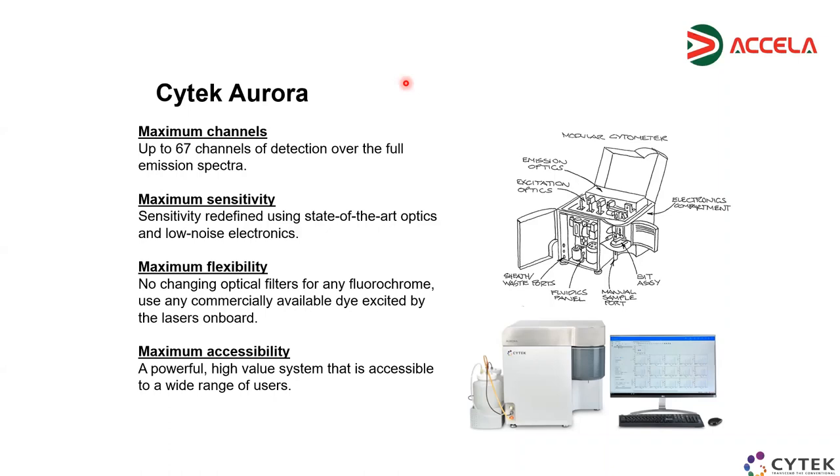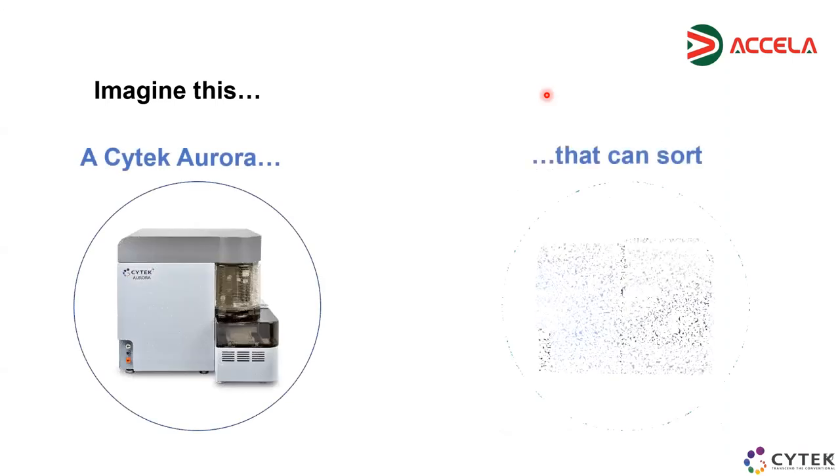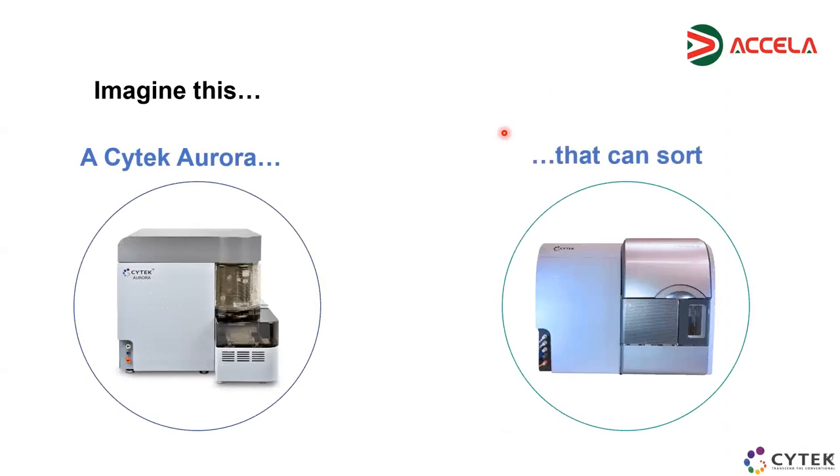More questions, or we can go briefly into the sorter. Okay, so thank you for your question. It was a very nice interactive discussion. So let's imagine this. We have spoken now about this fantastic technology. Let's imagine a Cytek Aurora that can actually sort. This is our newly released instrument. It's called Cytek Aurora Sorter, Aurora CS.